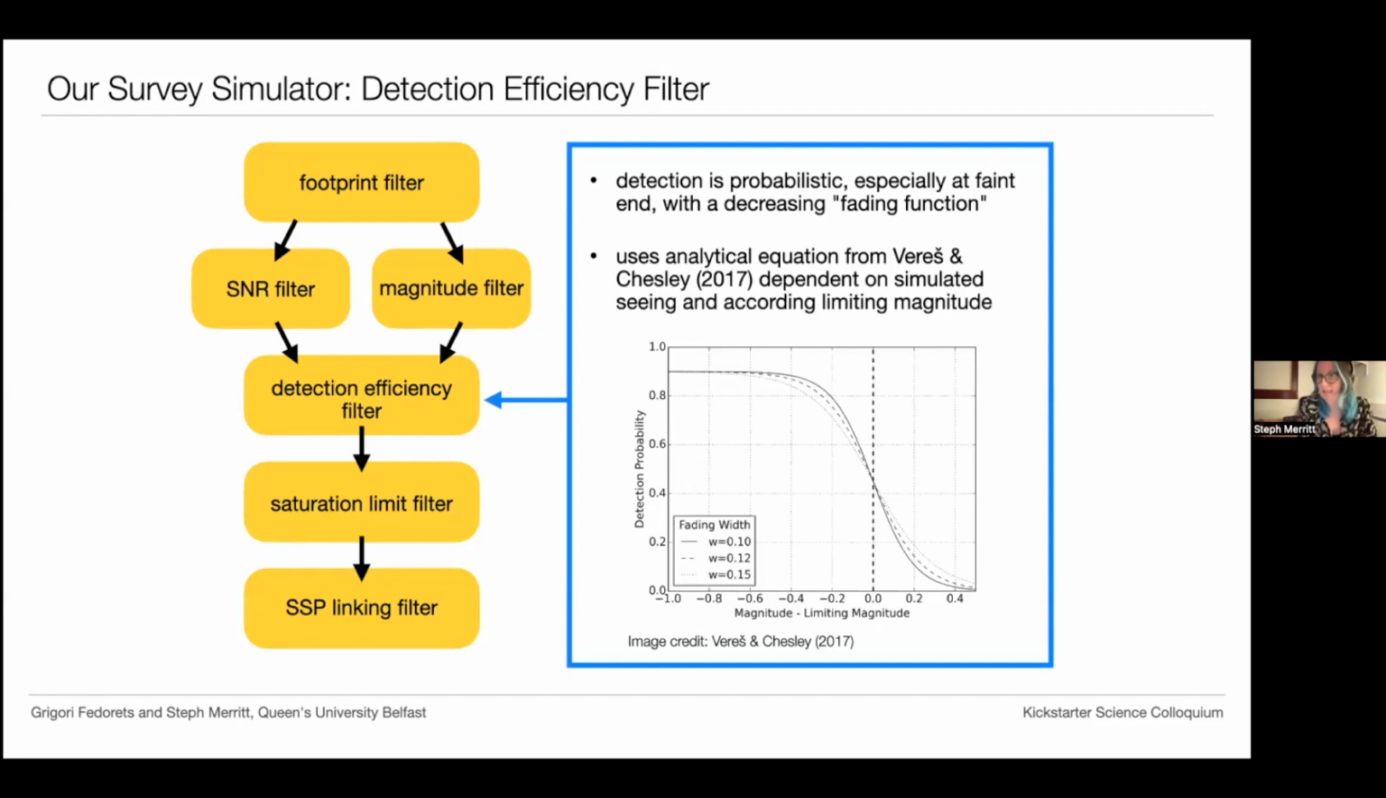Detection is probabilistic, especially for fainter objects, and it follows a fading function that decreases as magnitudes increase. So we use this analytical equation from this paper, which is dependent on the simulated seeing and the according limiting magnitude. And the width of that is defined by the user in the config file. Next.